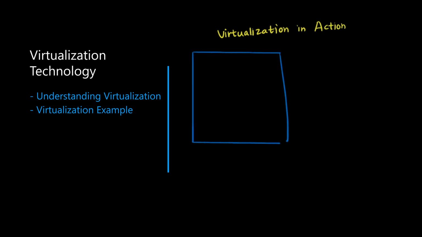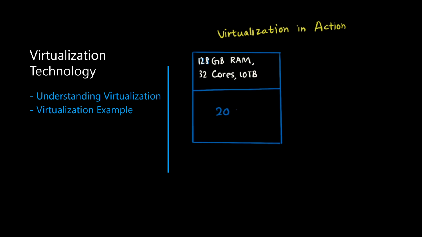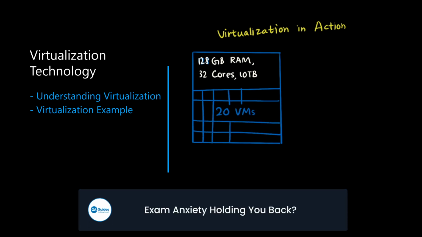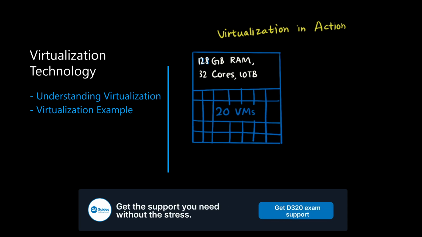Let me explain how virtualization works with a concrete example. Imagine a physical server with 128 gigabytes of RAM, 32 CPU cores, and 10 terabytes of storage. Without virtualization, this server might run a single application that only uses 20% of its capacity, wasting the remaining resources. With virtualization, you could run 20 virtual machines on this same server, each allocated 6 gigabytes of RAM, 2 CPU cores, and 500 gigabytes of storage.